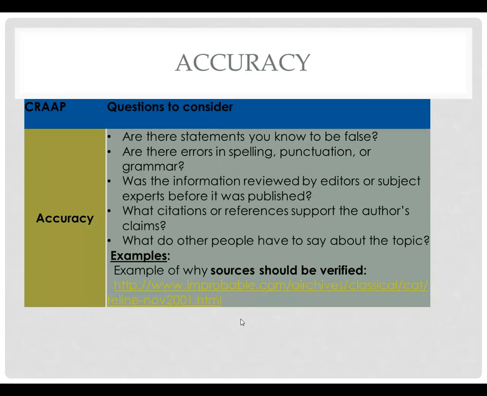The next section of the CRAP test concerns accuracy. Again, a very important part of the CRAP test. Is the information that you're finding true, or is it false? And this you can tell a lot of times by different errors that you'll find in spelling, punctuation, or grammar that will appear on websites. Was the information reviewed by editors or subject experts before it was published? Another question you might ask are what citations or references support the author's claims? What do other people have to say about the topic?